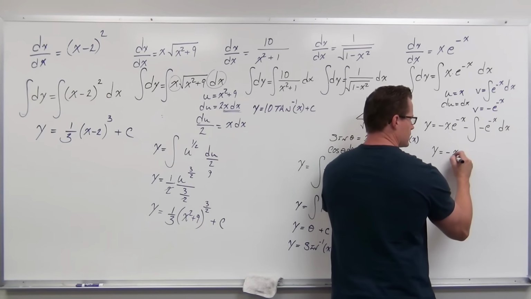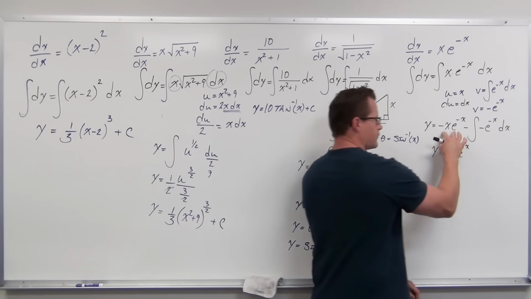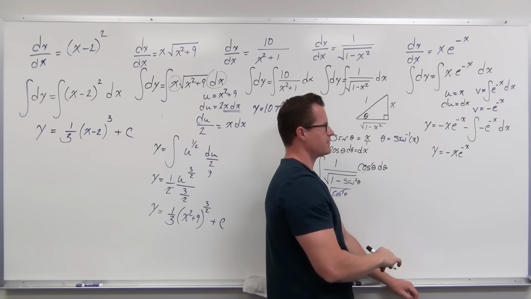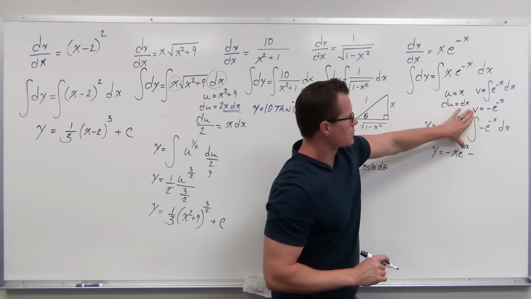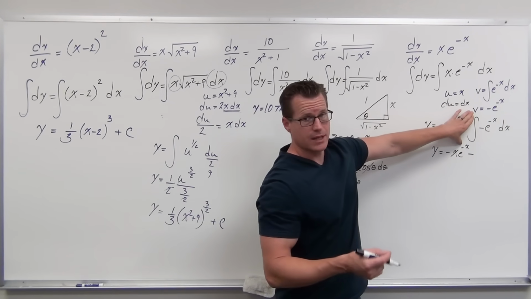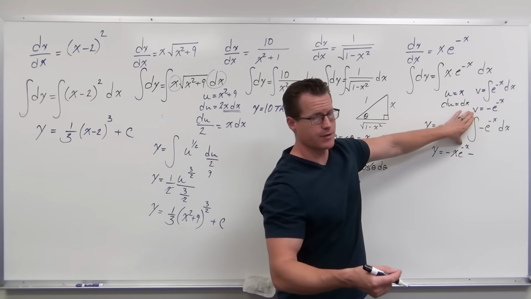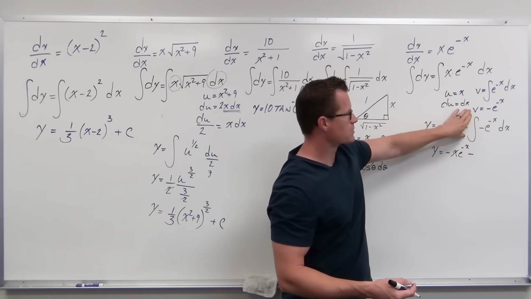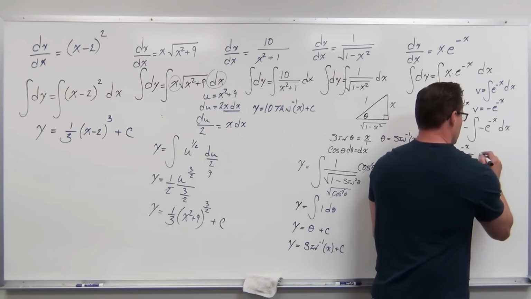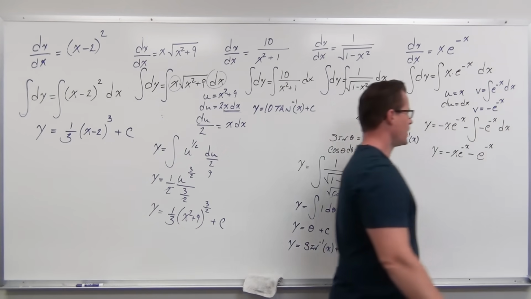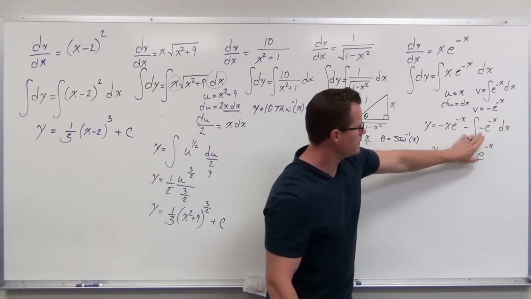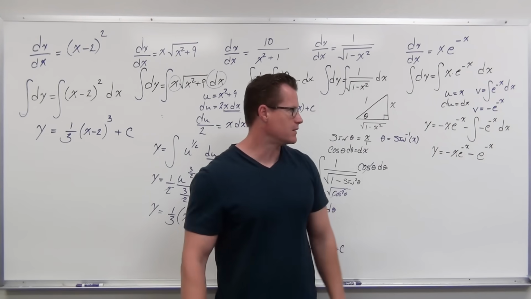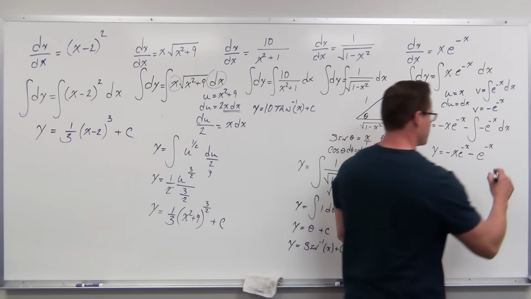That's the first part, negative x e to the negative x, minus this right here, that integral. Well, the integral of e to the negative x is negative e to the negative x, but we have a negative floating out front. So we're going to get positive e to the negative x. So minus is that minus. This becomes actually positive e to the negative x. And then we do a plus c.